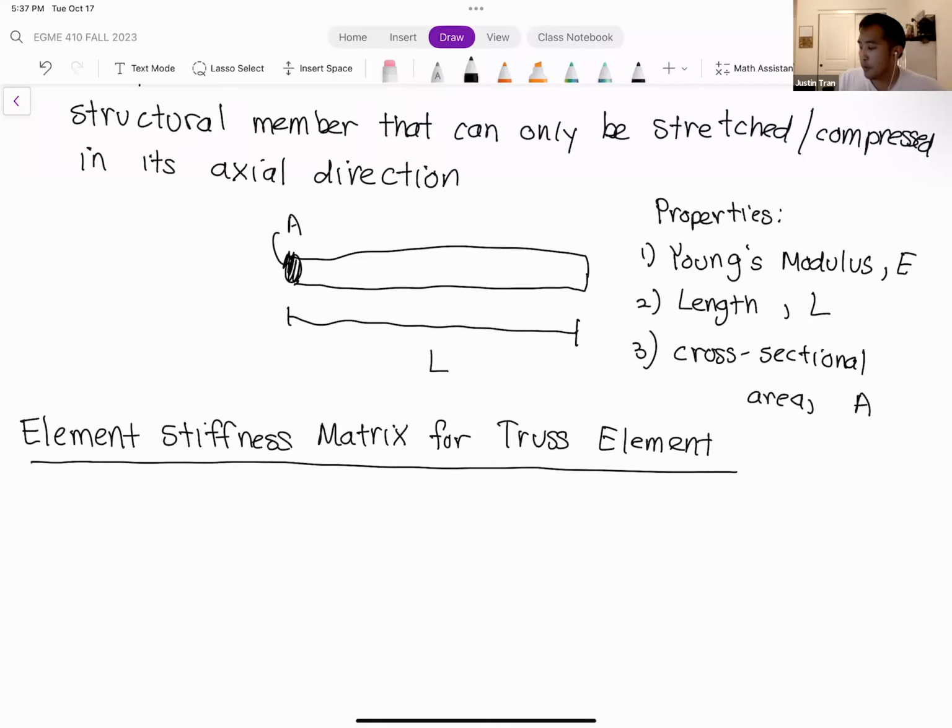If you remember from the process that we followed before, the element stiffness matrix is core to the whole thing. Just to remind you, the element stiffness matrix represents the relationship between external forcings and the response of our structural member.